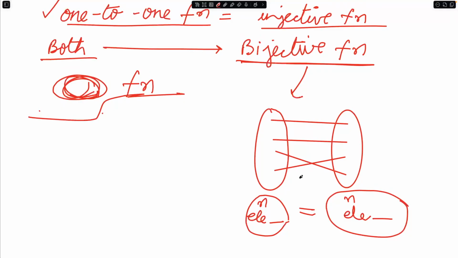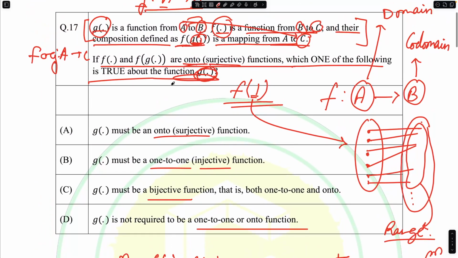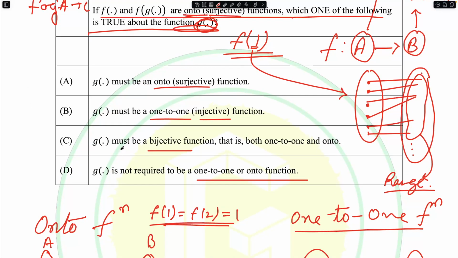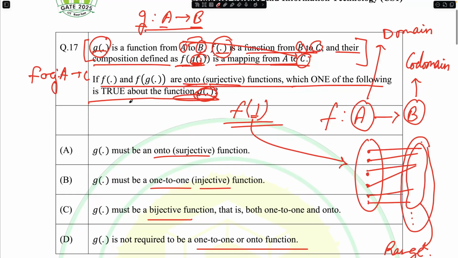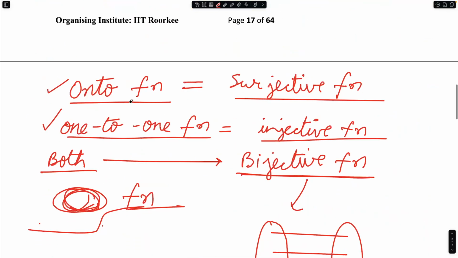Once the basic concepts are very clear to you, now we can attack the question. The question states that f and fog are surjective functions. Which one of the following would have to be true? So let's draw it out so that we can have a very clear understanding of what exactly is happening.